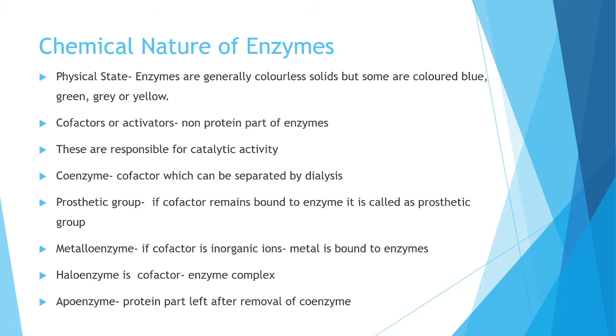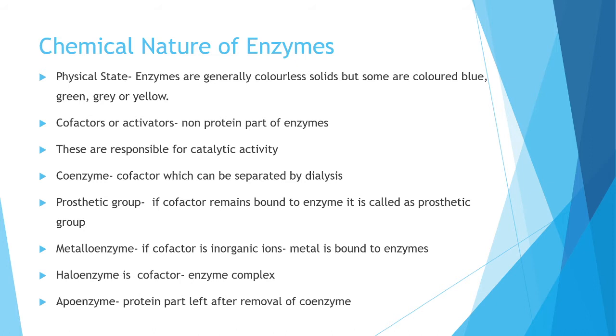And the next term is holoenzyme. That is a cofactor enzyme complex. Holoenzyme is not a cofactor, it's a complex. That is a cofactor enzyme complex, cofactor and enzyme together, that is termed as holoenzyme. And the next one is apoenzyme. Apoenzyme is the protein part left after the removal of coenzyme.